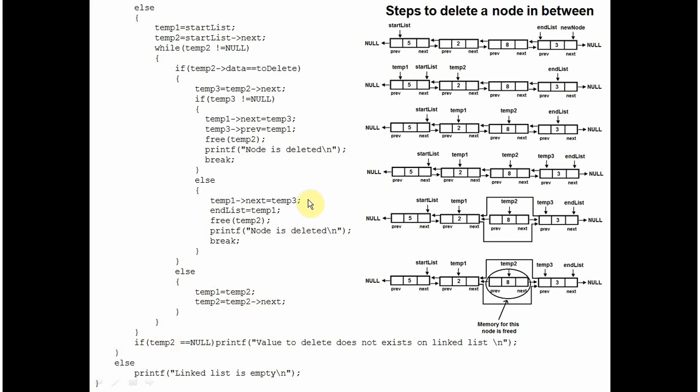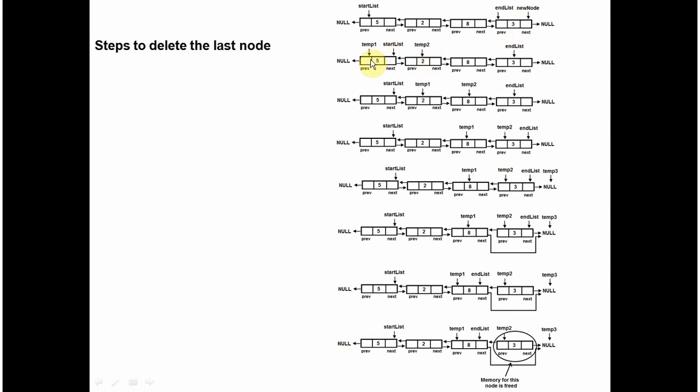But what if the user wants to delete the last node? In that case, the control will come here. And what will happen? You are making use of 2 pointers, temp1 and temp2, with temp1 following temp2. Each time we will compare the data member of temp2 with the value that the user wants to delete. Is 2 equal to 3?